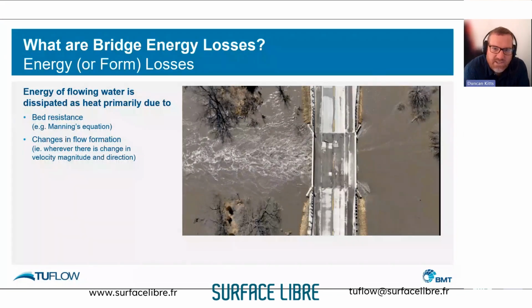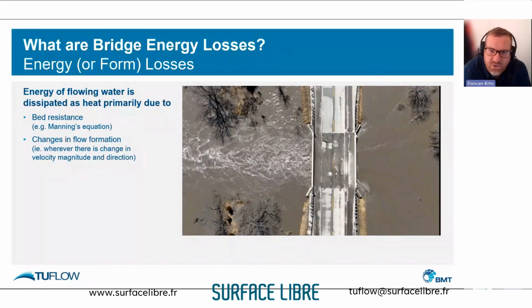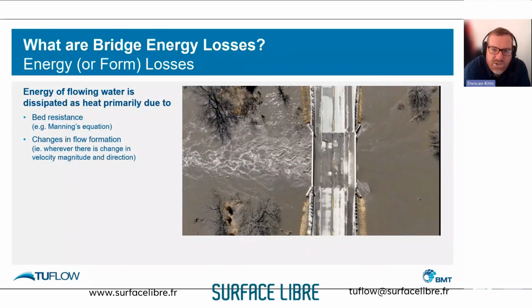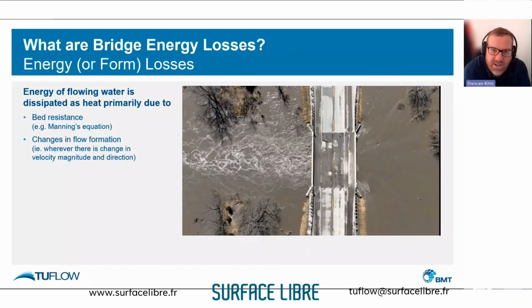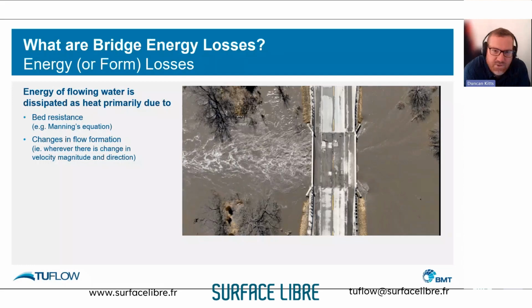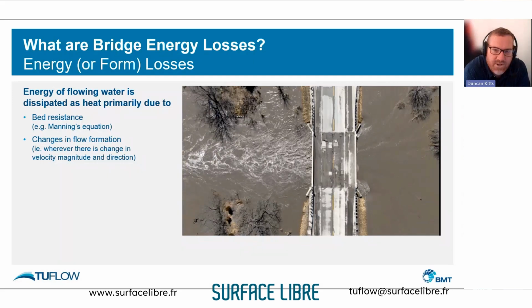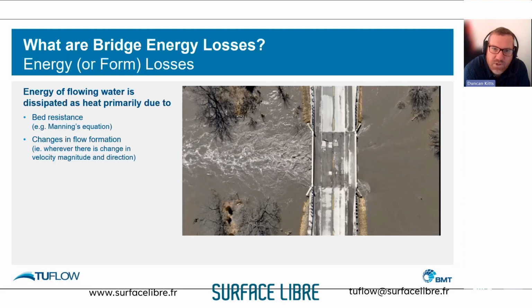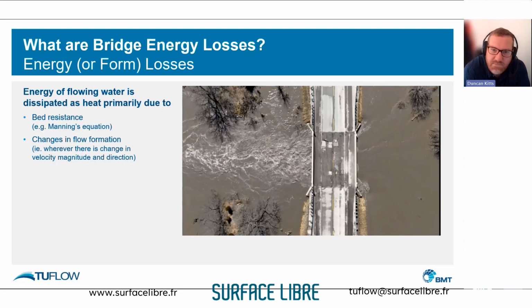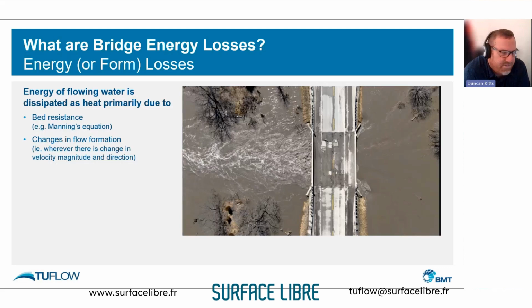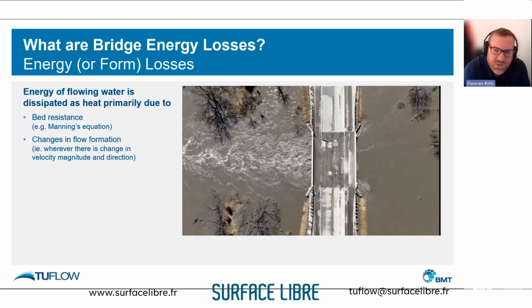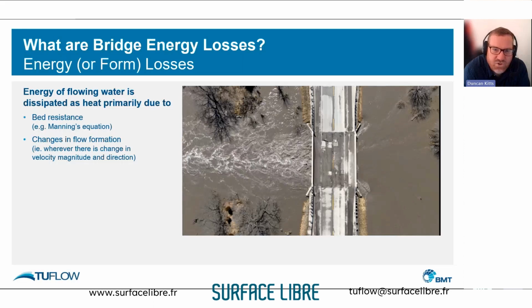So water has energy as it flows downstream, as it flows downhill, and as it flows downstream, that energy is dissipated primarily as heat. And there's two components here. The first is bed resistance as it flows along those open channels, which is usually represented using Manning's N. And then the second is the change in flow formation, which occurs around bends and constrictions.